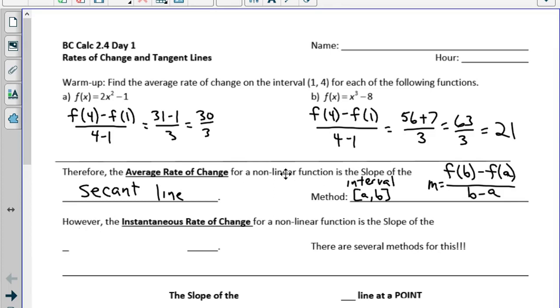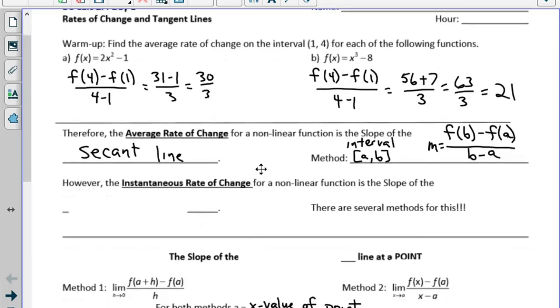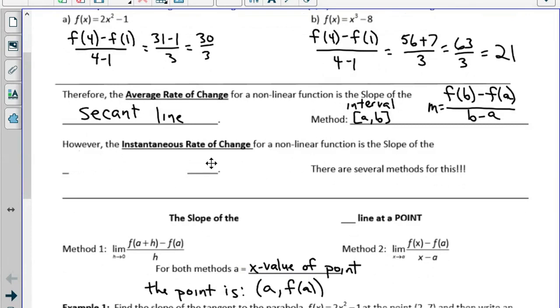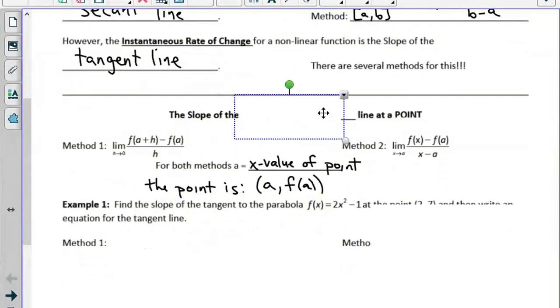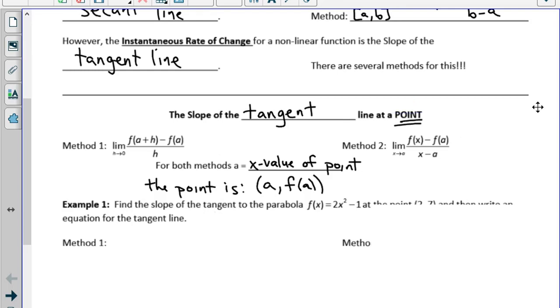However, now we're going to start talking about instantaneous rate of change. So an instantaneous rate of change for a nonlinear function is the slope of the tangent line. And there are several methods to do this. If we're talking about the slope of a tangent line, we're going to talk next chapter more generally about the slope of the tangent line at any particular value, or what we will end up calling the derivative of a function at any value. But we're talking about at a specific point. So in this particular case, we're talking about the slope of a tangent line at one particular point.